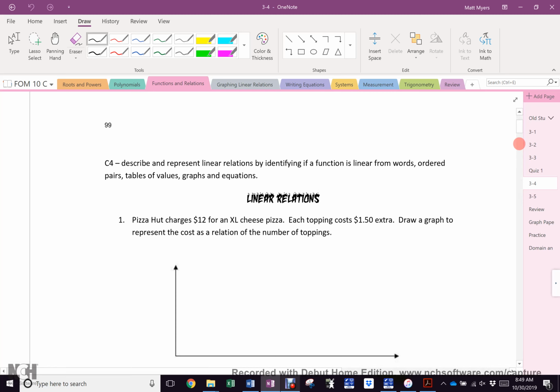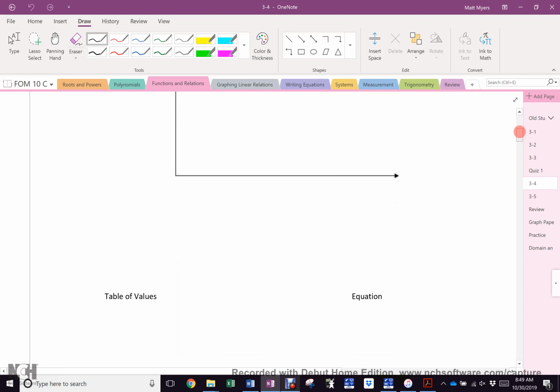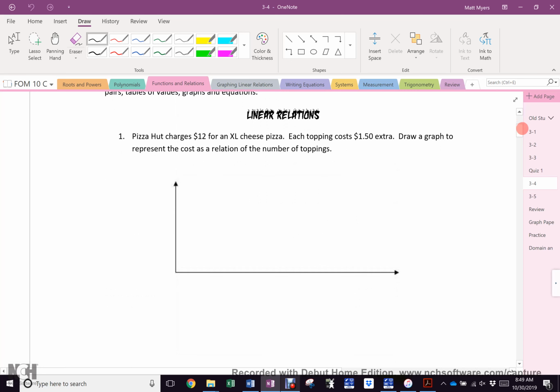So, Pizza Hut is making pizzas. They charge $12 for an extra large cheese pizza. Each topping is $1.50 extra. Now, some clown kid always says here as well, cheese is a topping. No, it's not. Without cheese, you have bread. Tomato sauce is just like spreading butter on toast. You need cheese to make it a pizza. So it is not a topping.